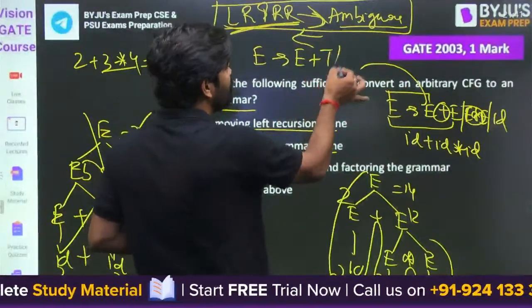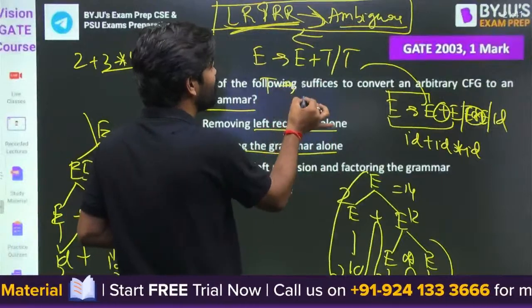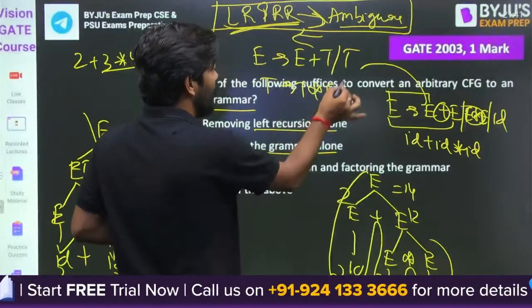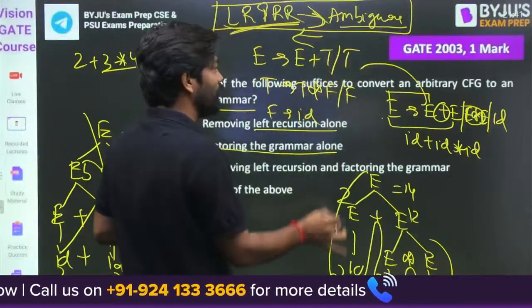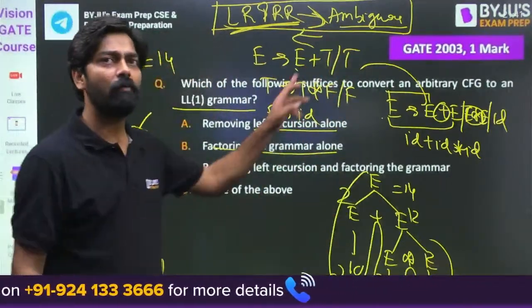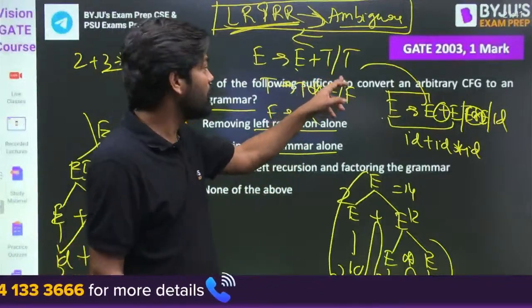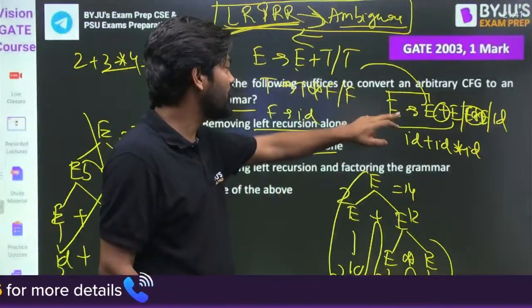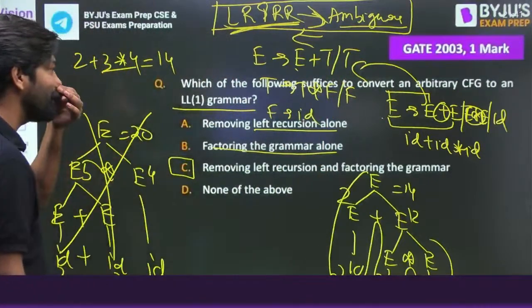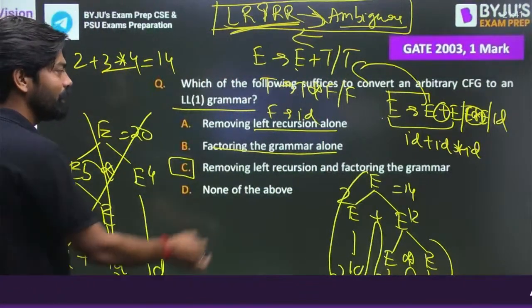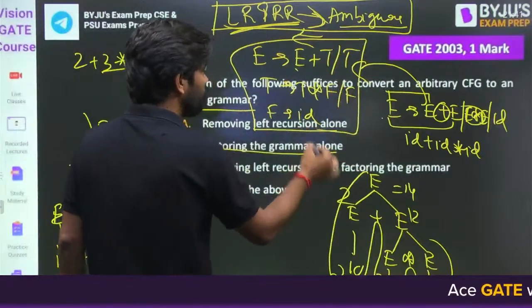So E goes to E plus T oblique T. T goes to T star F oblique F. And F goes to ID. Now, my dear friend, this grammar is equivalent, non-left-recursive, equivalent unambiguous grammar. Are you getting my point? Is that clear? I think you know this is an unambiguous grammar.